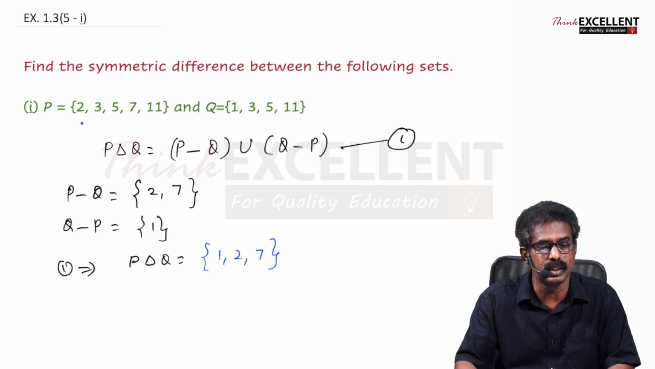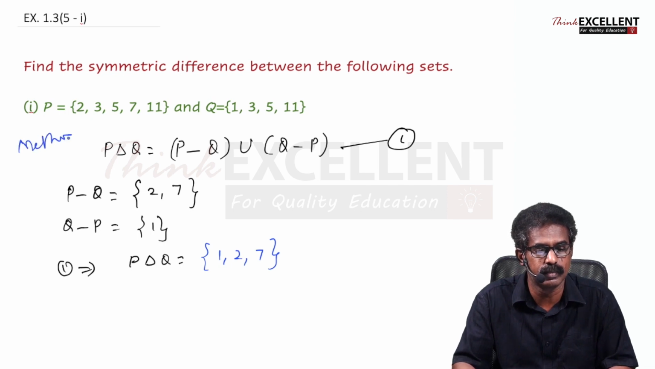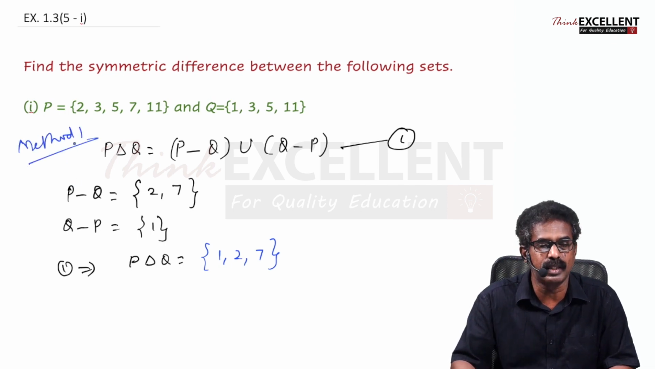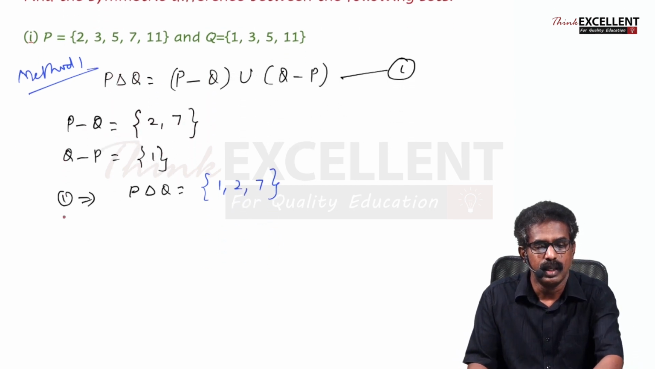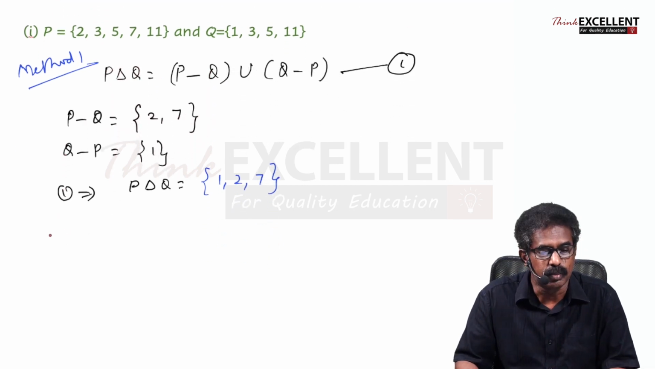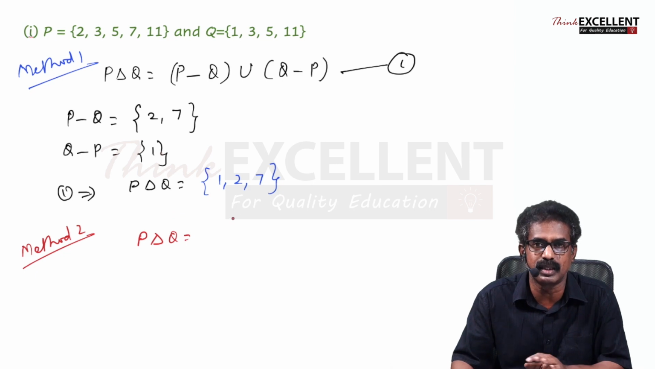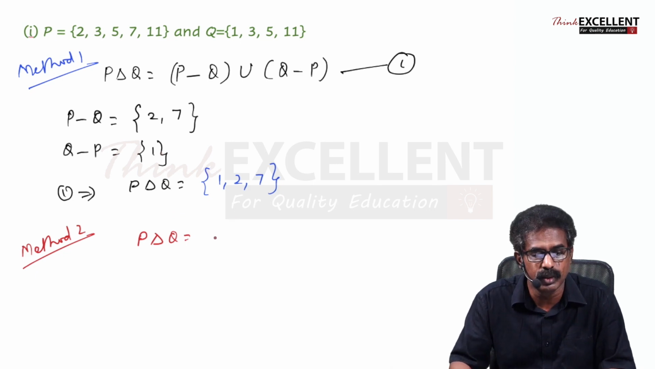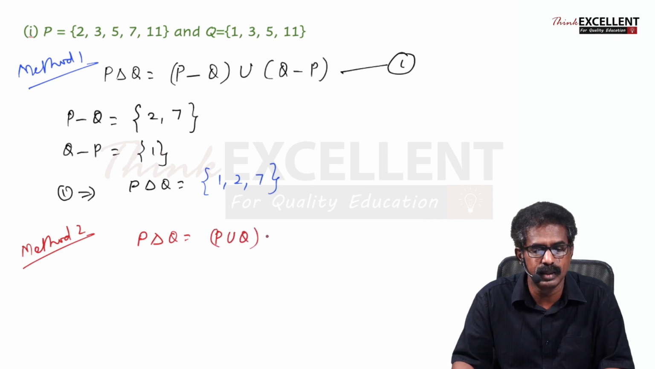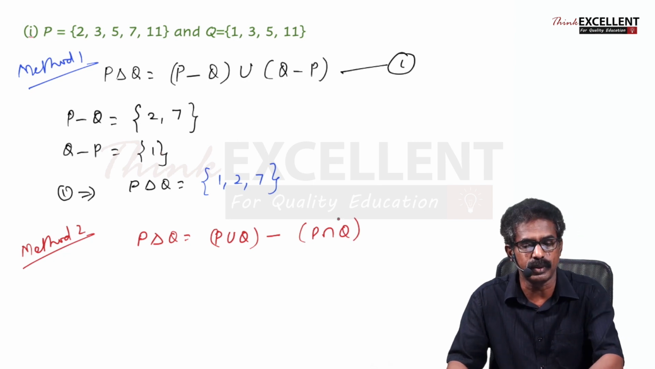One method. So this is method 1. Now let us go for method 2. Already said for the examination use any one method, right? Method 2. So we write the formula first. P delta Q. What is A delta B? A union B minus A intersection B. Instead of A and B, we have P and Q. So it is P union Q minus P intersection Q. Okay, so this is the formula.